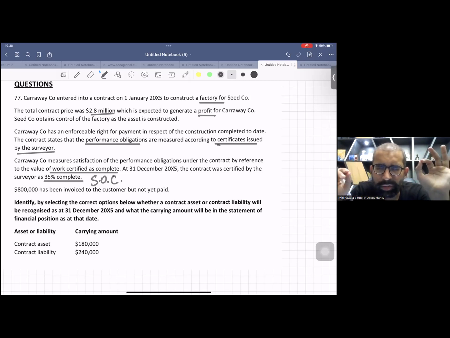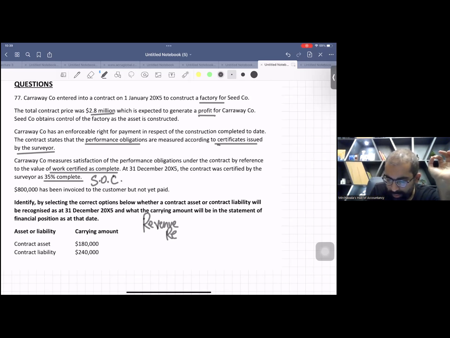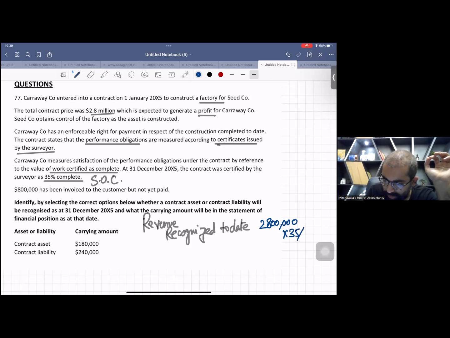Listen, you book revenues and cost according to stage of completion. But for this SOFP working, you only need revenue recognized to date. So let's calculate revenue recognized to date. How much is the total price? The total price is 2.8 million, which is 2,800,000 times the stage of completion.